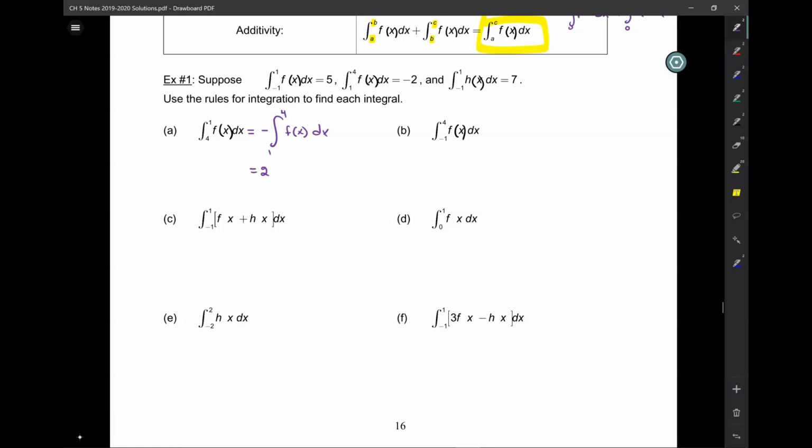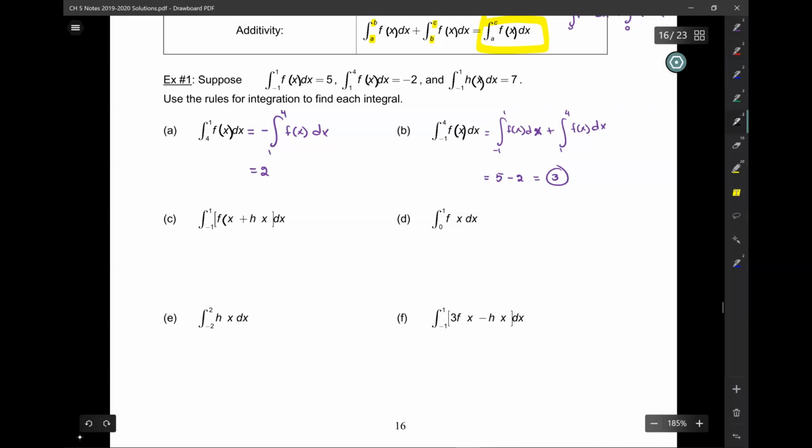Okay? All right, so here I have negative 1 to 4, right? What I'm given is negative 1 to 1 and then 1 to 4. So this is the integral from negative 1 to 1 of f of x dx plus the integral from 1 to 4 of f of x dx, right? It's the two little parts combined. So that's 5 minus 2, 3.